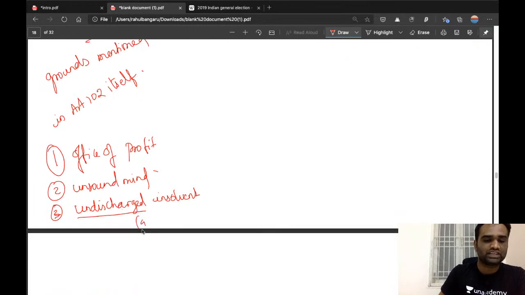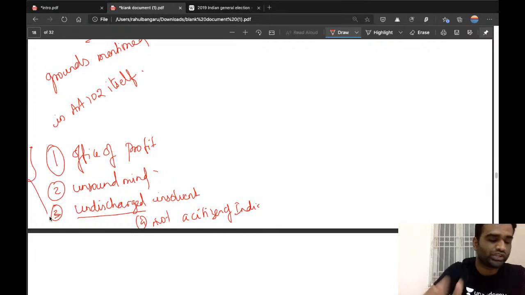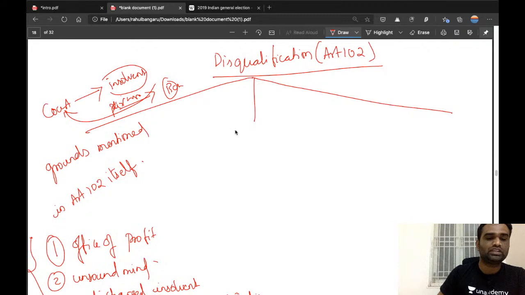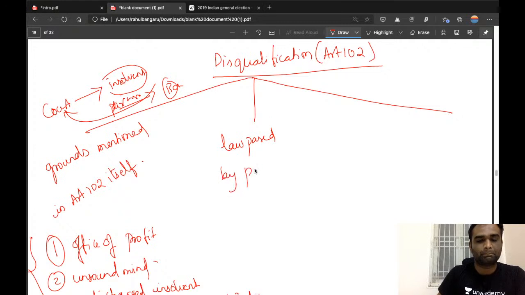The fourth provision is that if he is not a citizen of India. So these are the four grounds mentioned in Article 102 itself, based on which a person can be disqualified. The next one is based on a law passed by the Parliament. An MP can be disqualified based on a law passed by the Parliament.